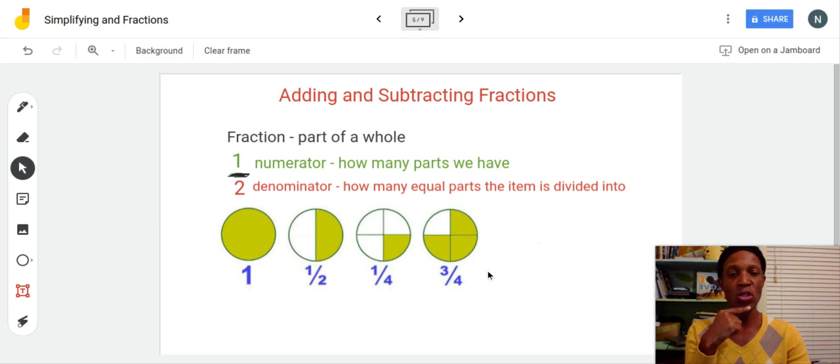This pie is also divided evenly into four parts, so the four is the denominator, and three parts are shaded in, so that becomes the numerator of three. All right, go on to the next slide, and then we'll continue.